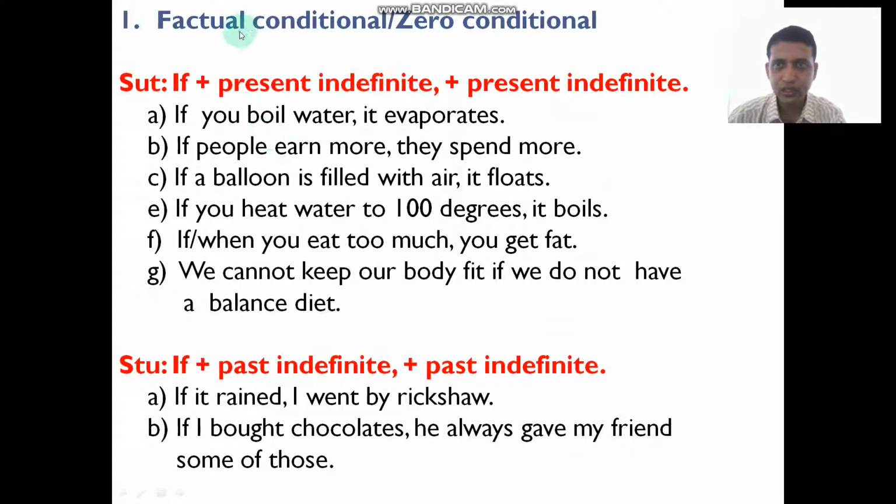Okay, the first one is the factual conditional or zero conditional. First structure: if plus present indefinite plus present indefinite. Some examples are there: if you boil water, it evaporates. You boil the water, this is the present indefinite tense. It evaporates, it is also constructed in present indefinite tense.